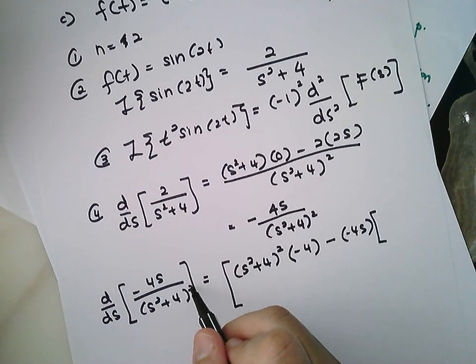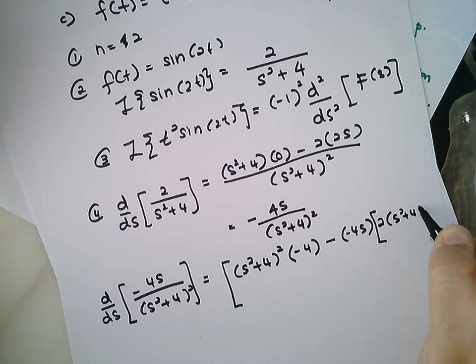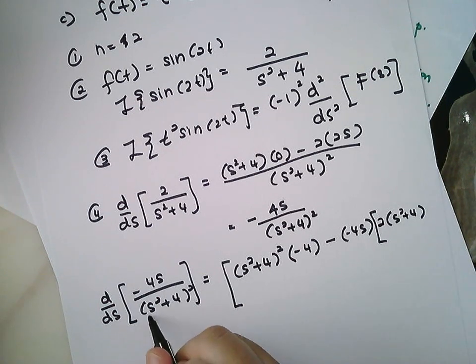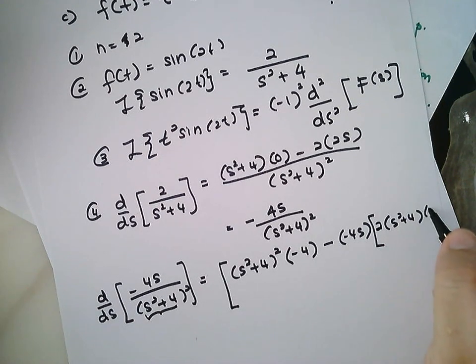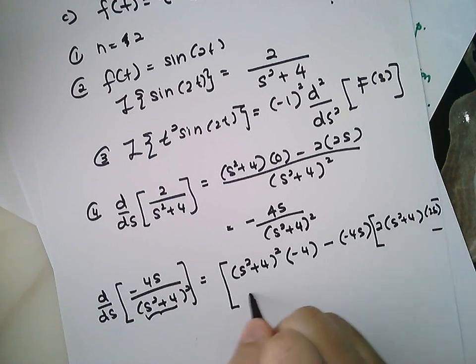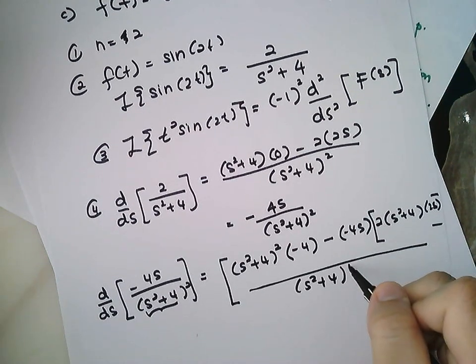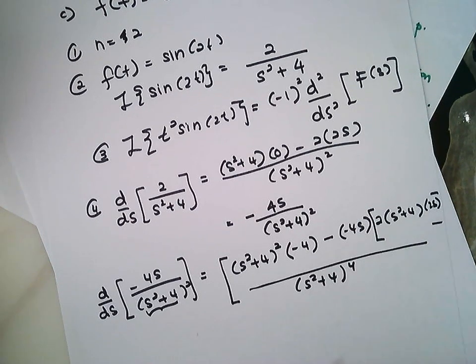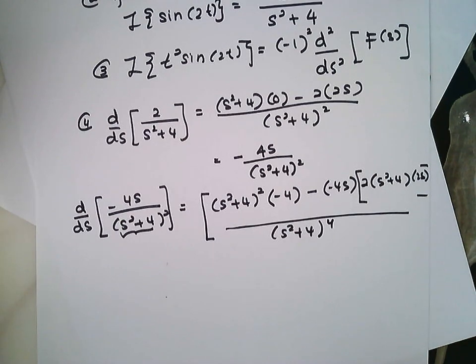Bring the power to the front, so you will have 2 times s squared plus 4, now the power is reduced to 1, isn't it? And the last part is to differentiate inside here, which will give you 2s, over s squared plus 4 the whole thing to the power 4. Here you have lots of ways to simplify this function. As long as you are trying to simplify, it's okay.